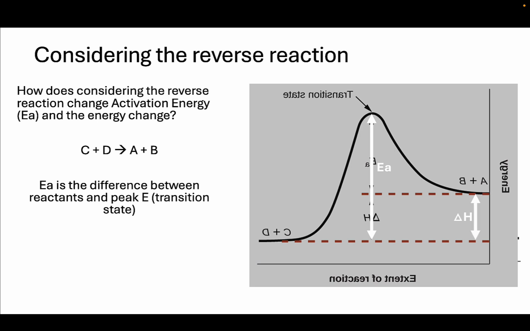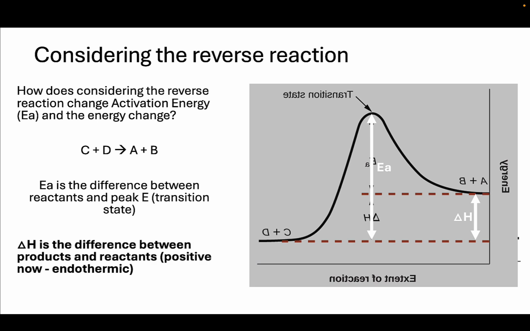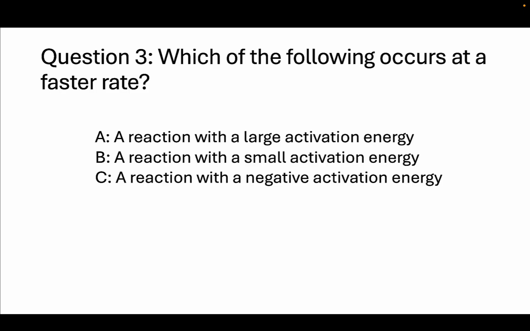Note that delta H has switched sign, which is indicative of what happens when we reverse the reaction as well. If it released X amount of energy going from A and B to C and D, it will now require that amount of energy moving forward. The reverse reaction has flipped its behavior and is now endothermic.